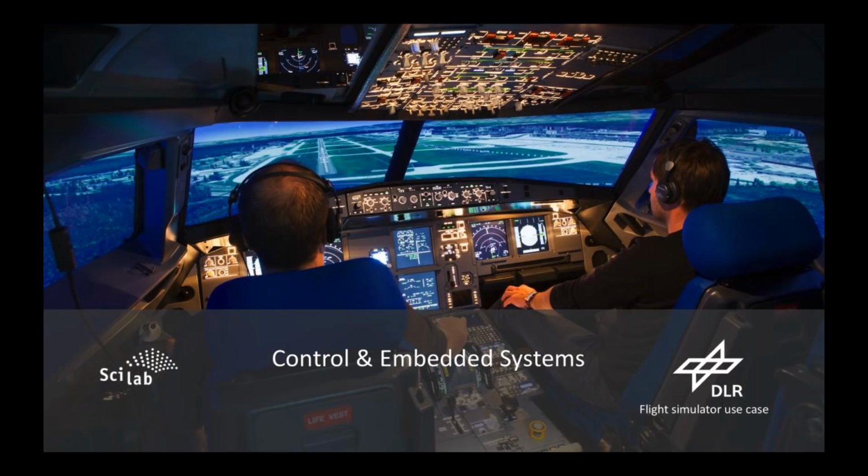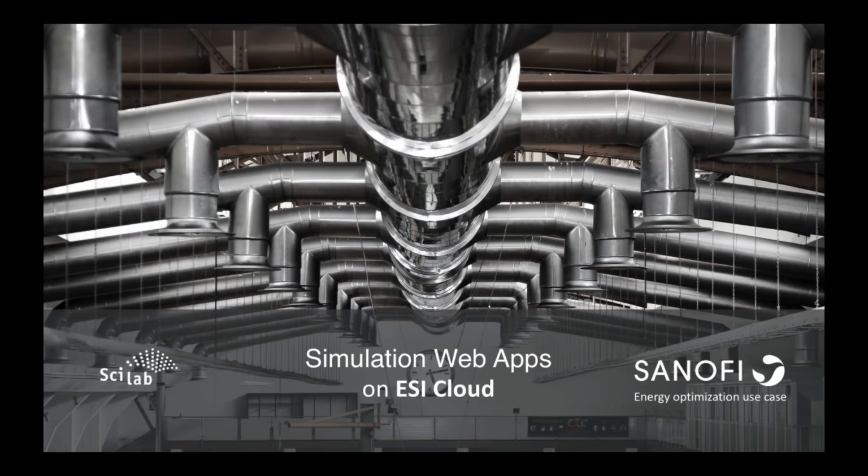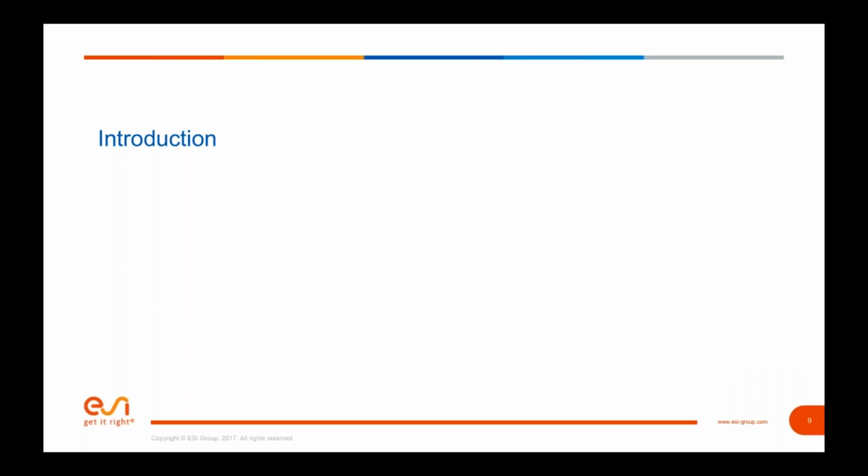There's a German aerospace company, the German Aerospace Center, DLR, doing a control system with our alternative to Simulink. And Sanofi, a French and international pharmaceutical company, is developing an application for energy optimization and deploying it on the cloud. And the French research institute, CNRS, is performing signal and image processing. Here it's for the detection of archaeological sites. So they're flying over France and just trying to detect some archaeological sites. Quite original, let's say.